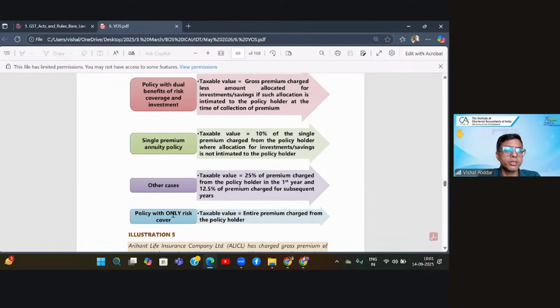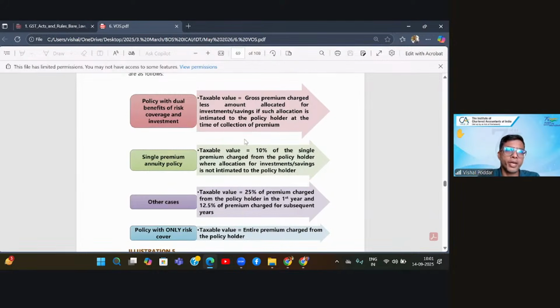So see what is the valuation given. Where the policy is with only risk cover, this is the term plan, the answer is the taxable value is the entire premium. So in my example of 50,000, where I am taking a term plan where it is only for insurance, nothing for investment, then the entire 50,000 is the taxable value.